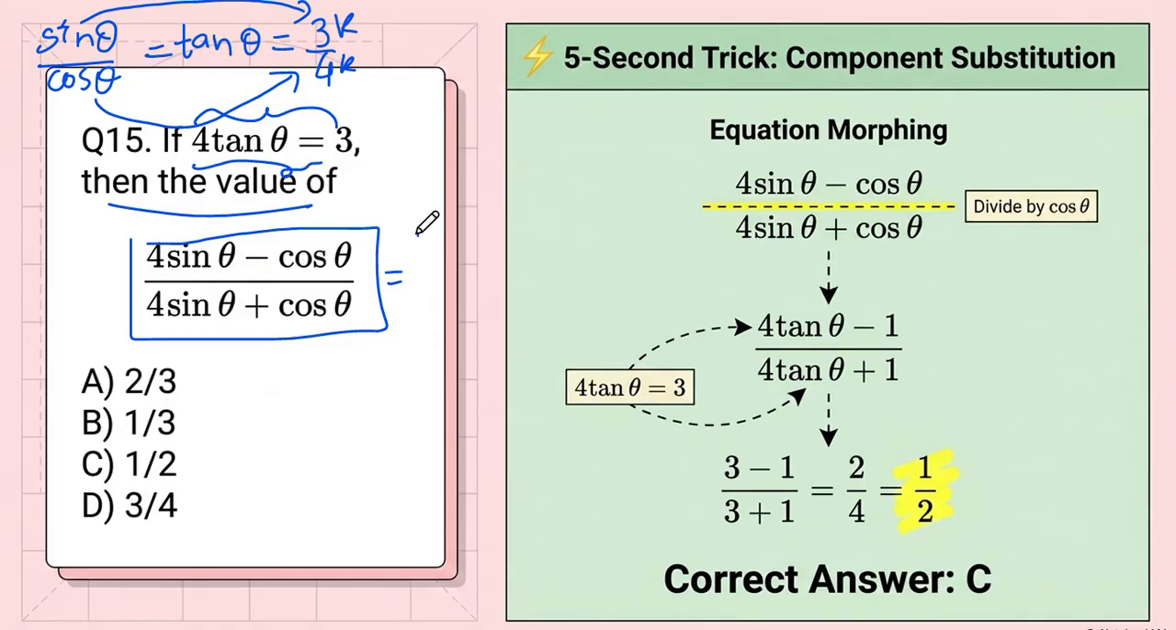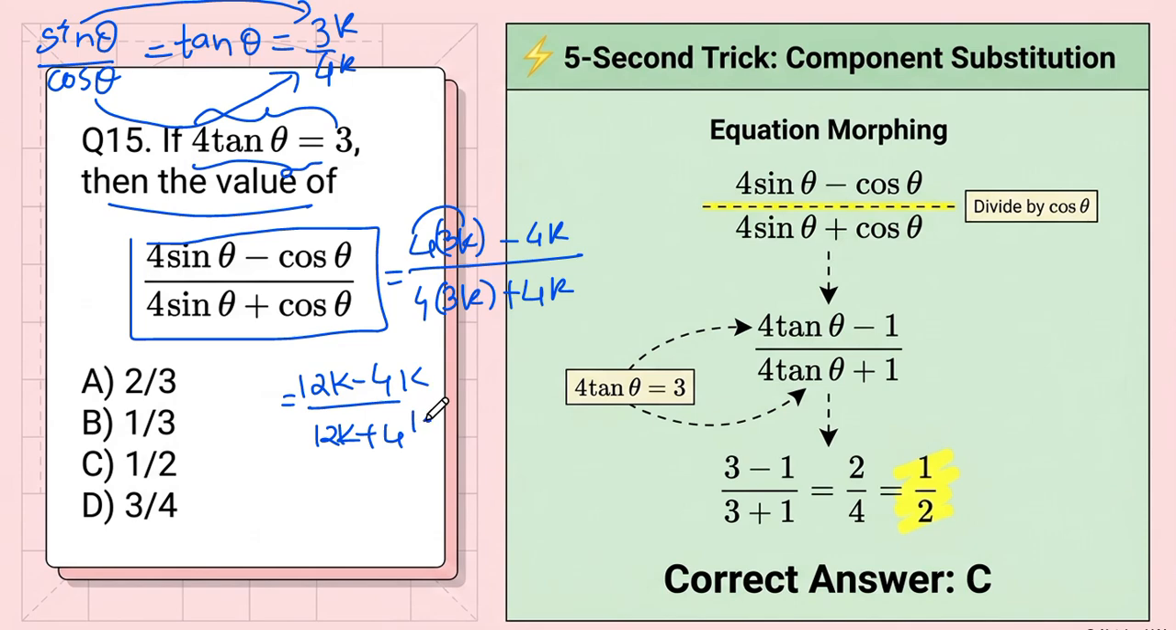So if we apply the value, 4 sin theta means 4 multiplied by 3k, minus cos theta, which is 4k, divided by 4 times sin theta, that is again 3k, plus cos theta, that is 4k. So 4 3s are 12k, so 12k minus 4k upon 12k plus 4k. So 12 minus 4 is 8k, upon 12 plus 4, which is 16k. So k and k will get cancelled. 8 to the 16, so answer is 1 over 2. So correct answer is C.